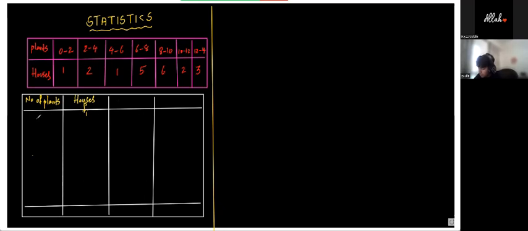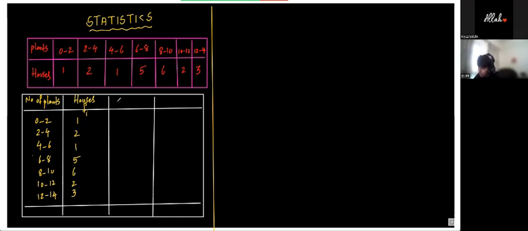Then number of plants are: 0 to 2, 2 to 4, 4 to 6, 6 to 8, 8 to 10, 10 to 12, 12 to 14. Then the Fi values corresponding to these: 1, 2, 1, 5, 6, 2, 3.